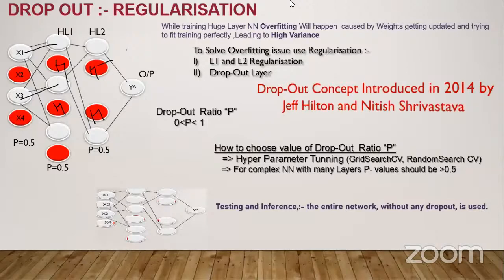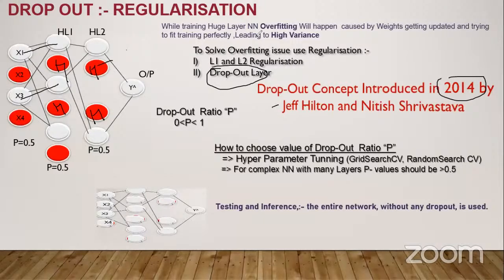There are two ways to regularize. One is L1 or L2 regularization, or you can use a dropout layer. The dropout layer has become more popular, and it was introduced by the godfather Geoffrey Hinton and our Indian colleague Nitish Srivastava in 2014. Using this, we are able to penalize our neural network whenever it goes wrong or gives varying predictions.